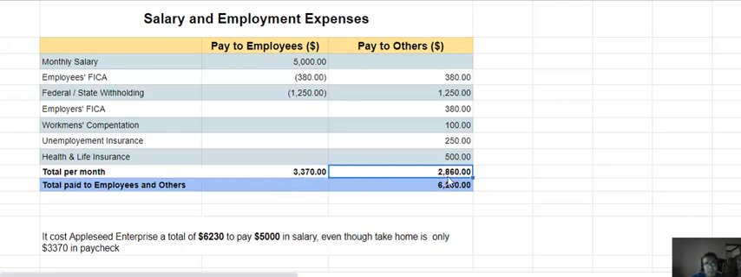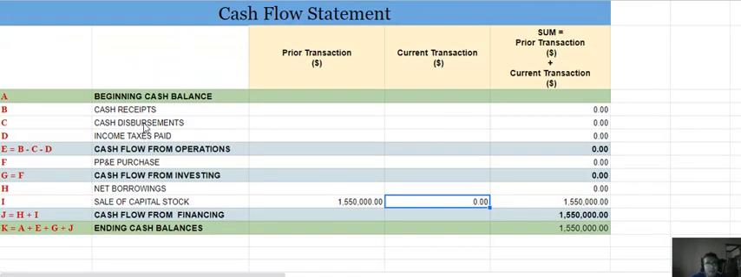And $2,860, which Apple Seed Enterprise needs to pay to government, insurance company, and other agencies, is not paid yet. So it is still with Apple Seed Enterprise. So this is the only amount that is going to leave the company right now or that has already left the company. Now here I am considering this amount has already left the company. So let's go to the cash flow statement. Here against cash disbursement, I am adding $3,370.